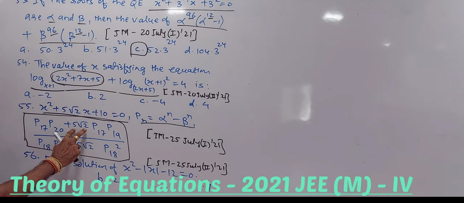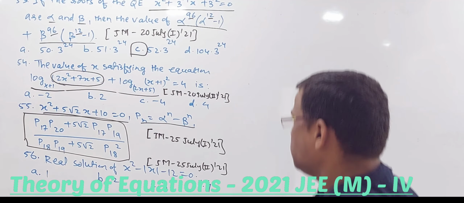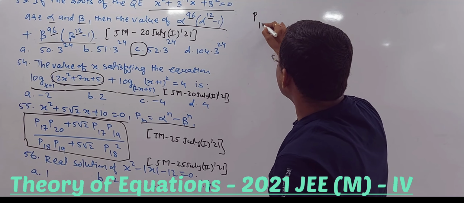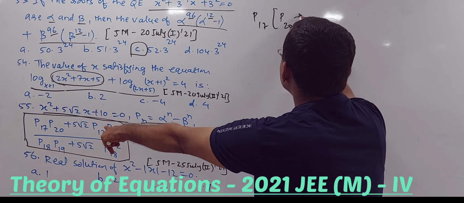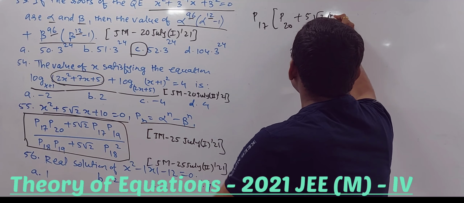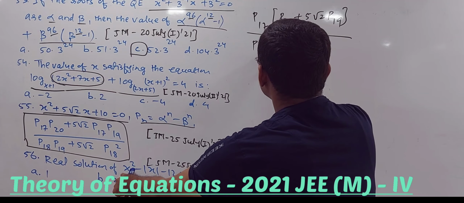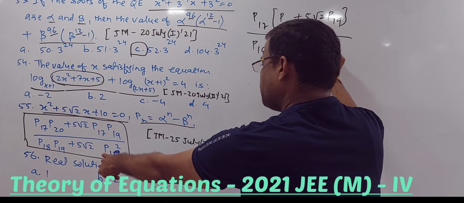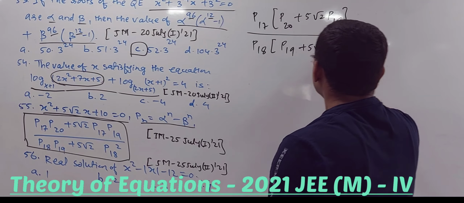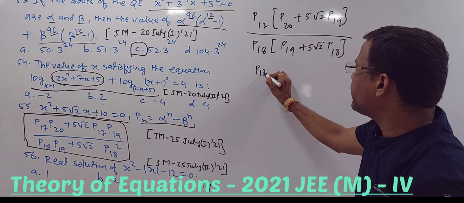First thing, second thing. See, 5 root 2 coming here and 5 root 2 here. So we can use that. So from this, I can take P17 as common. So if I take P17 common, what will happen? P20 plus 5 root 2 P19 divided by, I can take P18 common, so it will be P19 plus 5 root 2 P18. I hope this is fine. Fine. Now just expand this bracket. We will just keep it as it is. We will see what will happen in the end.